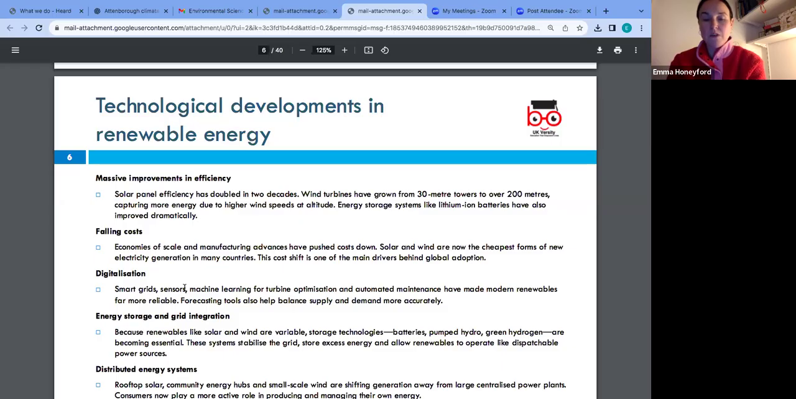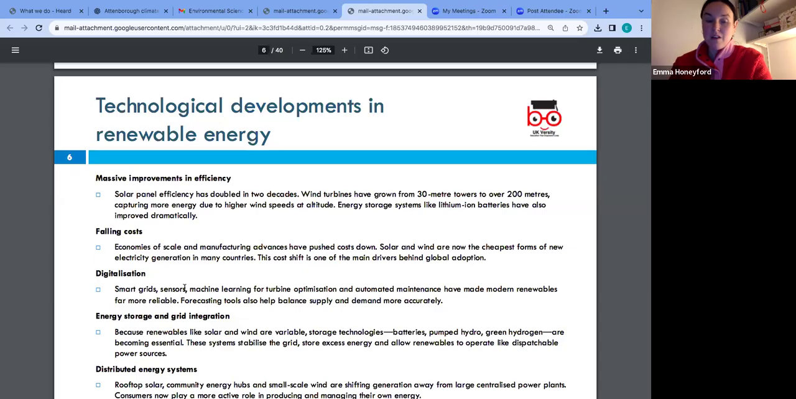We've already seen in the past few years that because of economies of scale, manufacturing advances and developments in the supply chain, this has pushed costs down significantly. Which has made solar and wind now, I think, the cheapest form of new electricity generation in many countries. So we know that everything is driven by cost. This cost shift is definitely one of the main drivers behind the more global adoption of solar power.